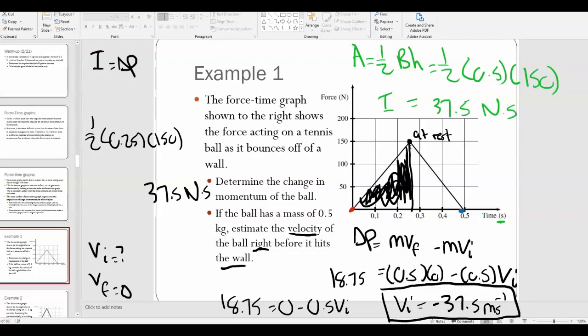Now you could say, why is it negative? Well, if you look at the force-time graph, the force acting on the tennis ball is acting in the positive direction. You can see that from the graph. What that means is that originally the tennis ball must be moving in the negative direction, then it hits the wall, and the force, which makes the tennis ball rebound, is acting in the opposite direction of motion. All right, so that is example one. Pause there if you need to look at that some more.